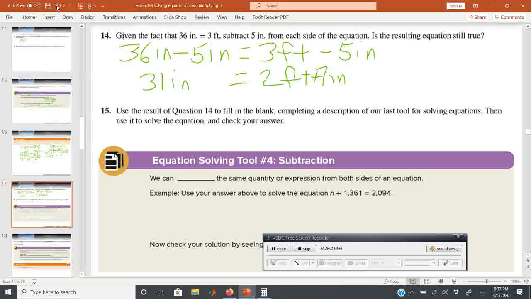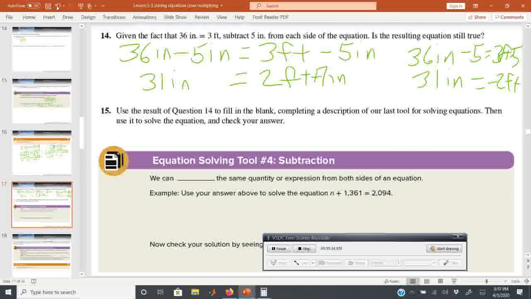Alternatively, if you take 36 inches minus 5 equals 3 feet minus 5, and you say this is negative 2 feet equals 31 inches. That's obviously not true. I'm not sure which they were intending for you to do here. But either way, go on to question 15. And question 15 actually says fill in the blank. Once you've done that, restart the video and we will discuss it.